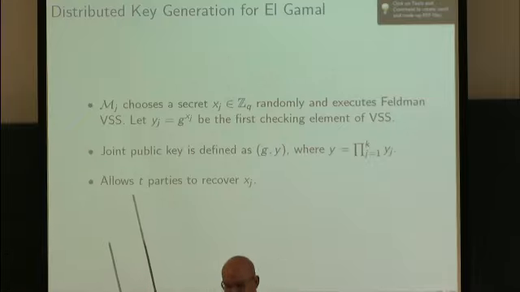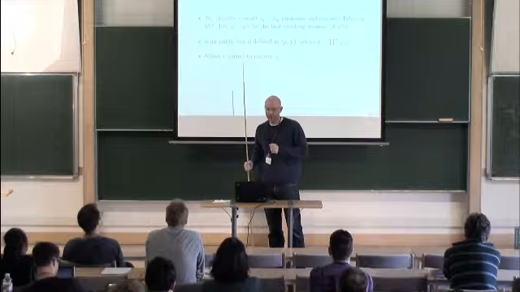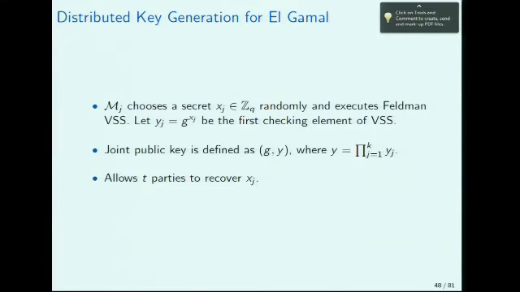Feldman verifiable secret sharing is not really a secret sharing scheme because the secret is not hidden, right? You reveal G to your secret. So from an information theoretical point of view, there is no secret at all, right? But computationally, it is very nice for settings like this.